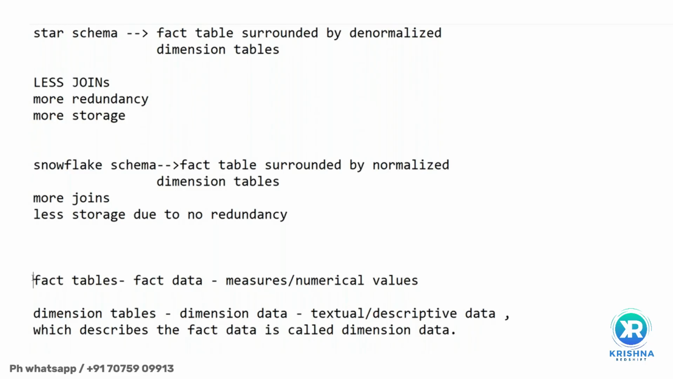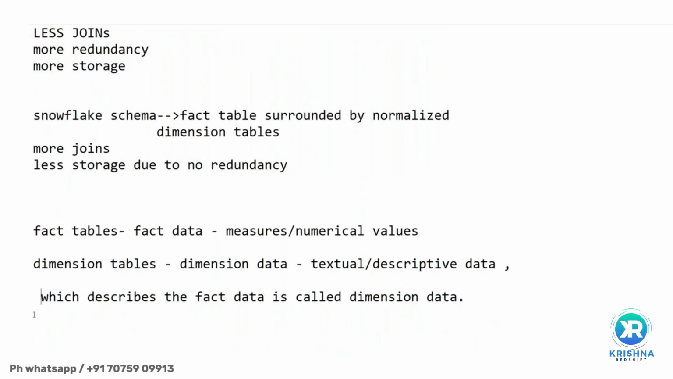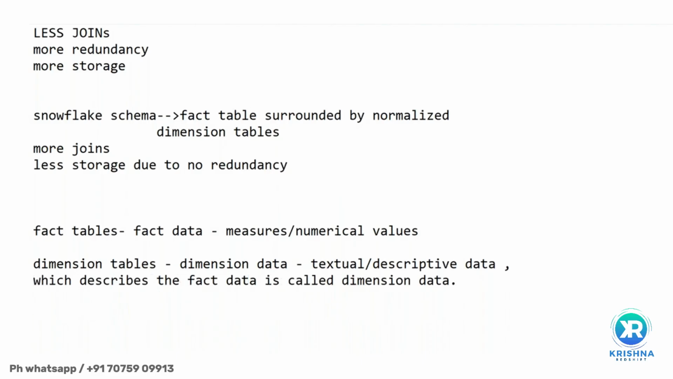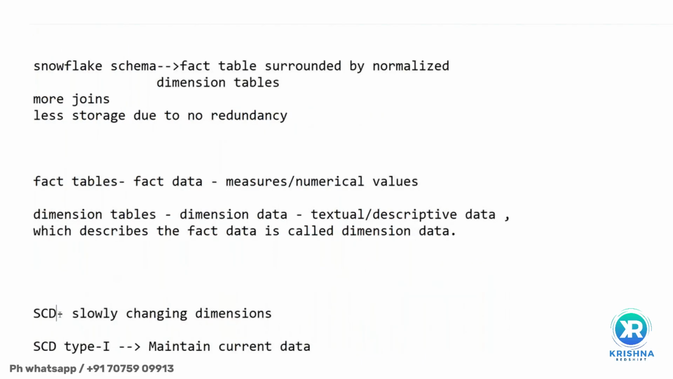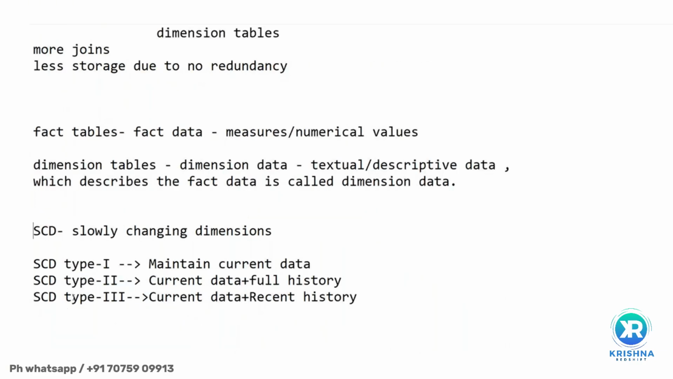Textual or descriptive data is called dimension data. That's what you need to remember. So simple: numerical values or measures are the fact data, and textual or descriptive data is the dimension data. It describes the data which is there in the fact table. Why I'm spending this much time is that this is a definite question they will ask, and if you give a wrong answer, it's like we are lagging in the basics. They will not be impressed, because without basics nobody will be impressed.